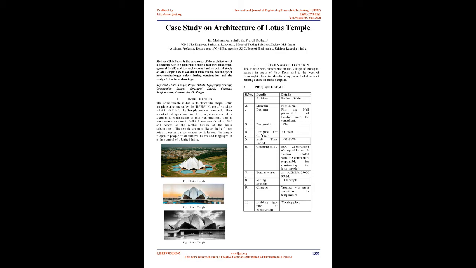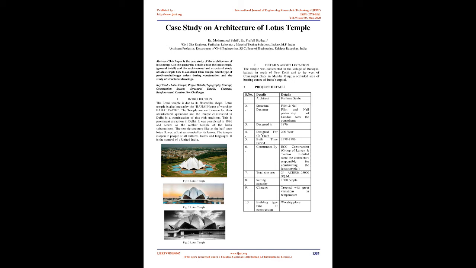2. Details about location. The temple was constructed in the village of Bahapur, Kalkaji, in south of New Delhi and to the west of Connaught Place in Mandir Marg, a secluded area of the bustling centre of India's capital. 3. Project details. 1. Architect: Fariborz Sahba. 2. Structural designer: Flint and Neill. Flint and Neill Partnership of London were the consultants.